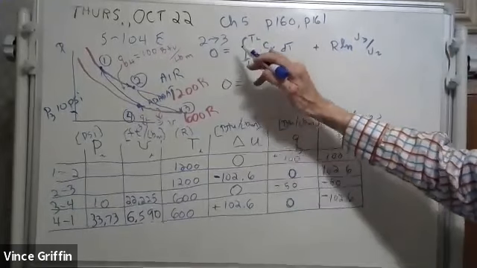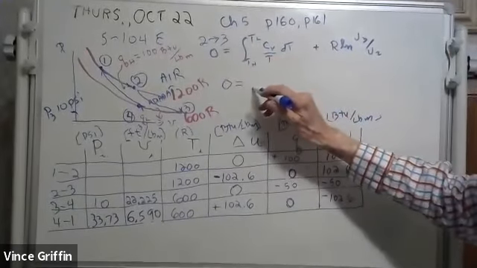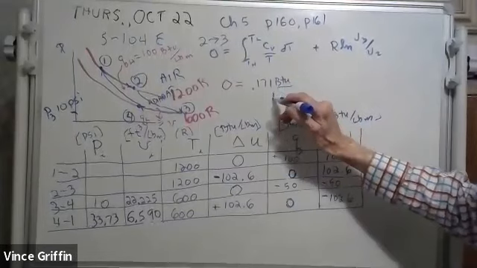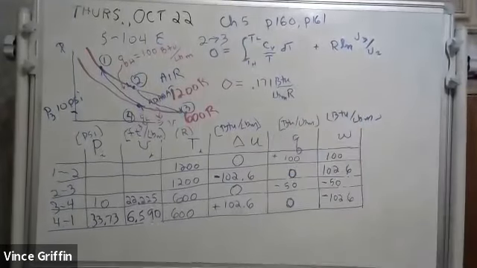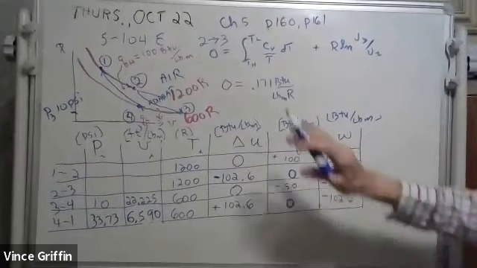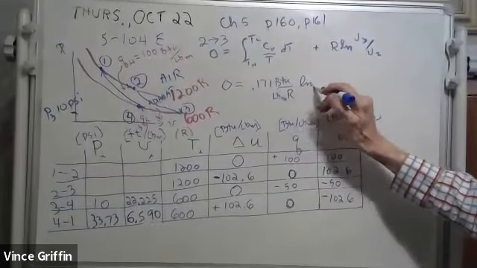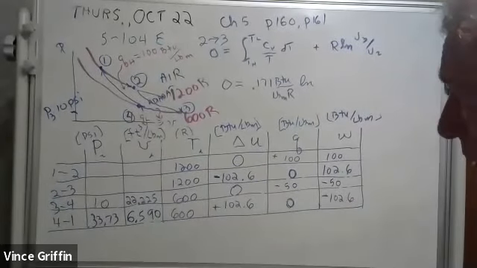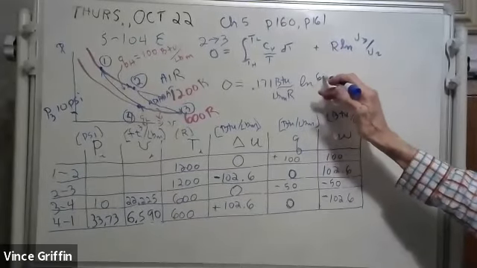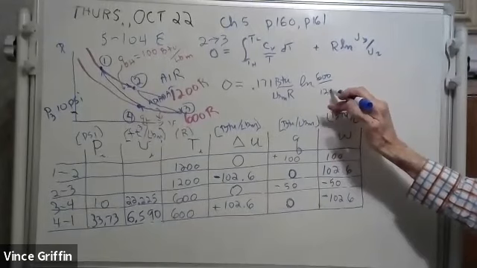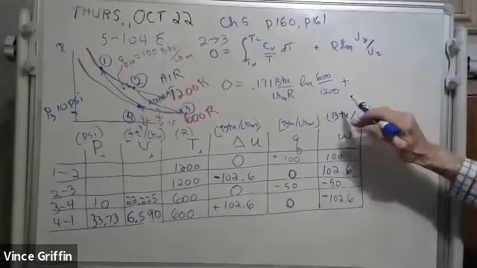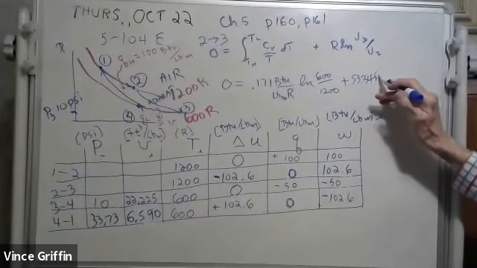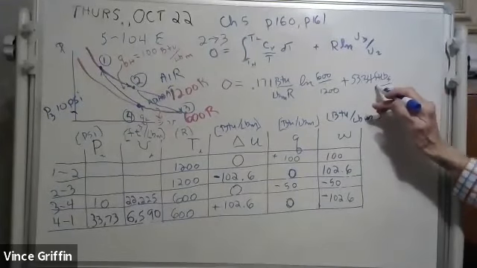Okay. Now you can pull that C sub V out, and it's just 0.171 BTUs per pound mass Rankine. We've had it on the board a couple of times already. And see, when you integrate that, what you'll get is a natural log of the temperature. And if you go from high to low, the final is the 600 and the initial is the 1200. Now R is 53.34. Uh-oh, I'm going to run out of room. I can see it happening.